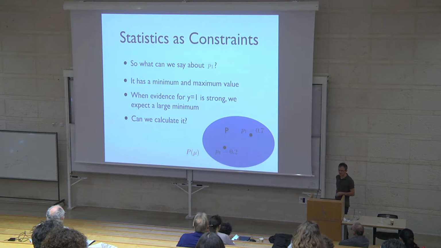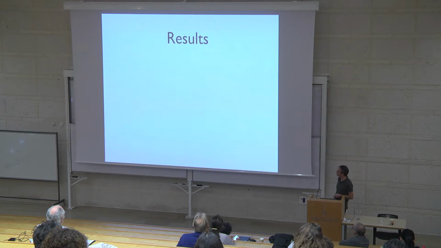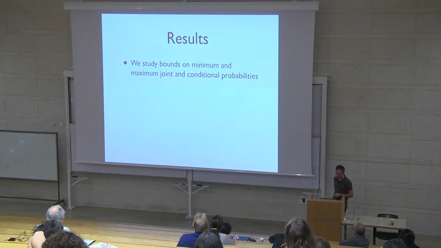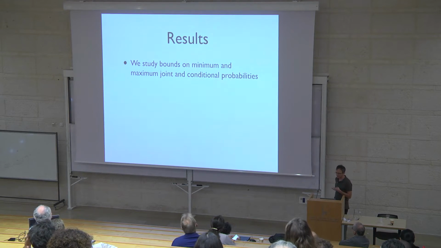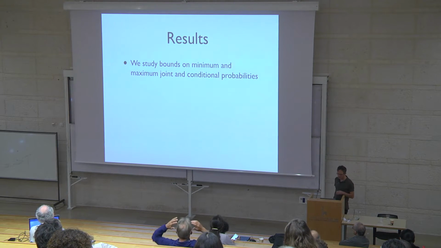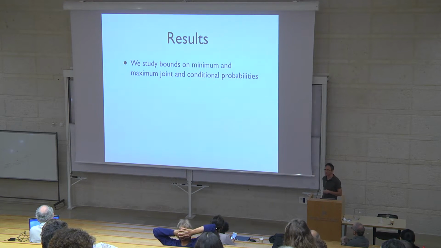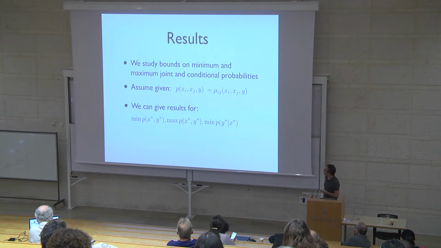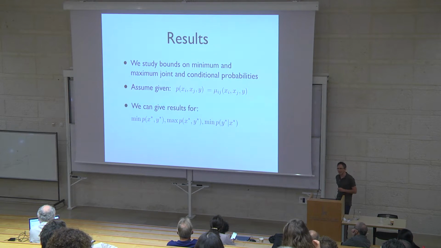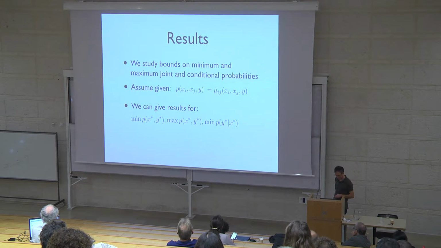Okay, so the question is, can we calculate this minimum conditional distribution? And the answer is that in some cases we can, and in some cases we actually have closed form solutions for that as well. So what we did is to study bounds on minimum and maximum joint and conditional probabilities. Again, we assume given pairwise marginals, and we can give results for minimum joint distribution, maximum joint distribution, and minimum conditional distribution, in closed form in most cases. The results are pretty easy to describe, so I'll do that.